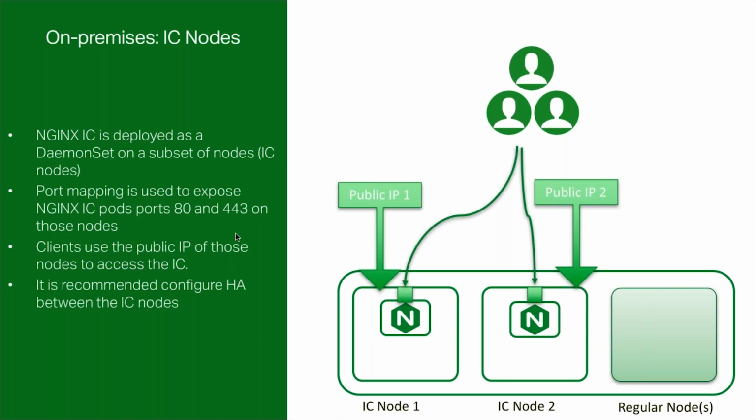You would also use Docker port mapping to expose ports 80 and 443 of NGINX on ports 80 and 443 of those nodes. And assuming that all those nodes have public IPs, our users would use those IPs to access the Ingress controller pods. For this option, it is very important to configure high availability among the Ingress controller nodes. And we need high availability here so that in case of a node failure, its IP address is reassigned to a healthy node.